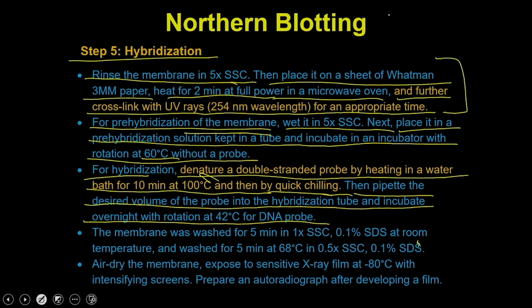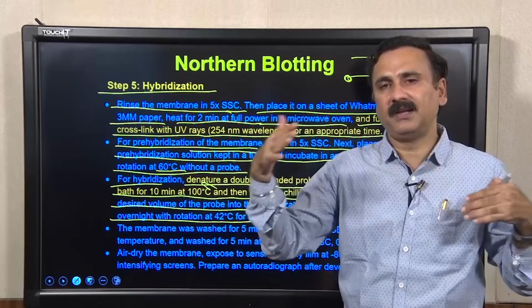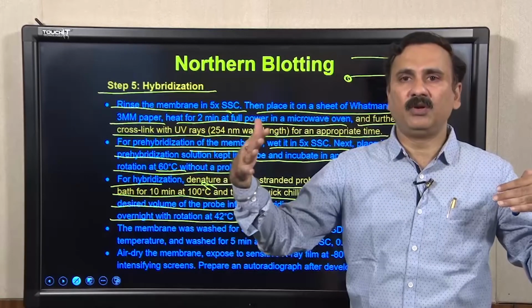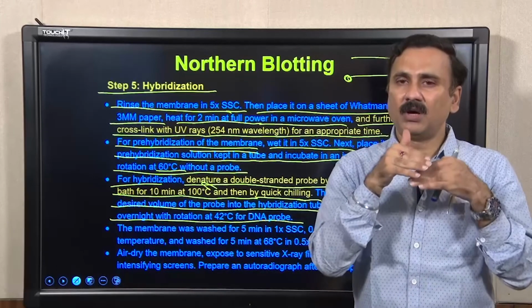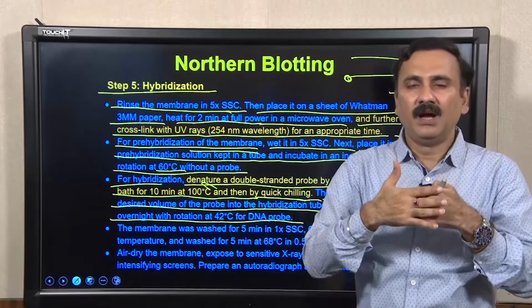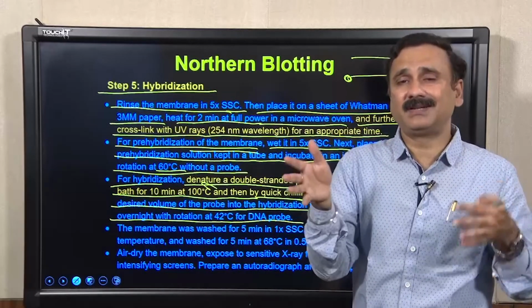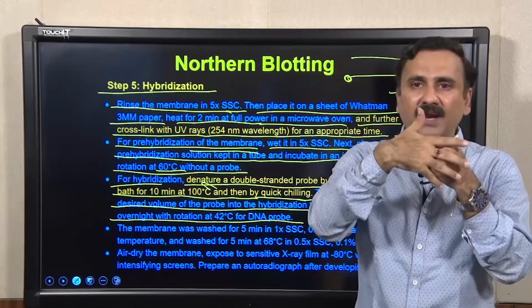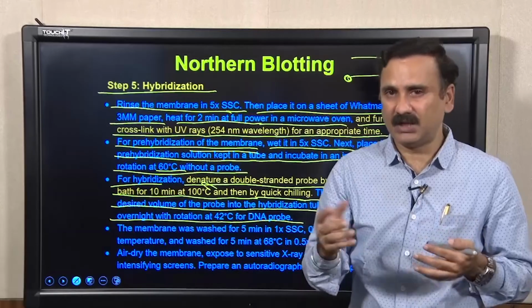So, you know the probe is the double-stranded DNA where you have the radioactivity on both ends. Then what you are going to do is heat this DNA at 100 degrees Celsius. Once you heat it, both strands are going to separate, and then you quickly chill. If you do a quick chilling, you are not allowing the DNA to anneal properly, and because of that there will be a mismatch. So, you are going to have single-stranded stretches overhanging from the double-stranded DNA, and those stretches can be used for hybridization.